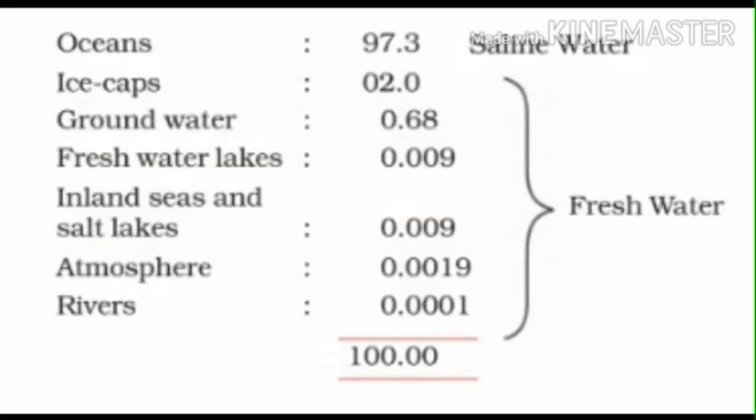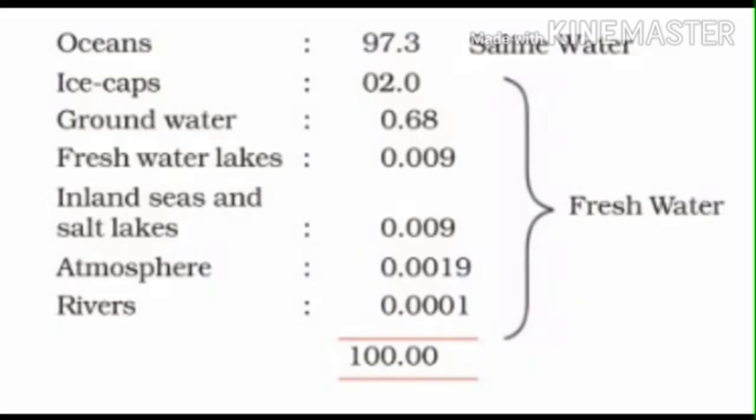Next one is distribution of water bodies. The earth appears blue from outer space because of its immense water bodies. Water covers about 71% of the earth's surface. The above table shows the distribution of water on the earth's surface. Clear children?